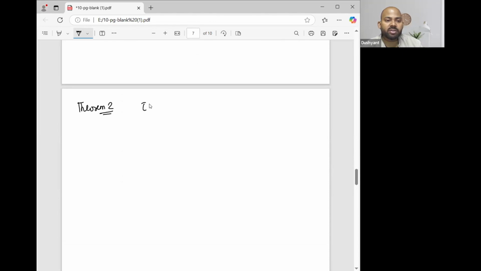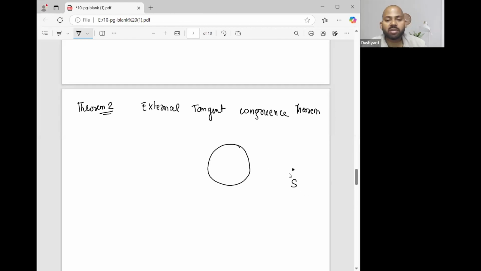That states the external tangent congruence theorem. That means if I have a circle and an external point, let's suppose S, what do you think, from this given external point, how many tangents can I draw? Infinite.